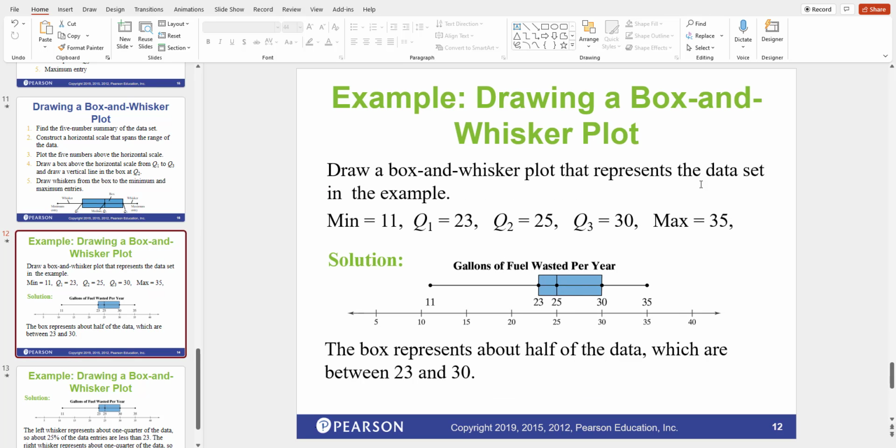So if we go back to our example, our minimum value was 11, our maximum value is 35. We got the quartiles and our median. So when you draw this box, as you can see, Q1 and Q3 form the box. The median is inside the box, it's 25. And then the whiskers go out to the smallest value, which is 11, and the maximum value, which is 35. The box itself represents about half the data, which are between 23 and 30.